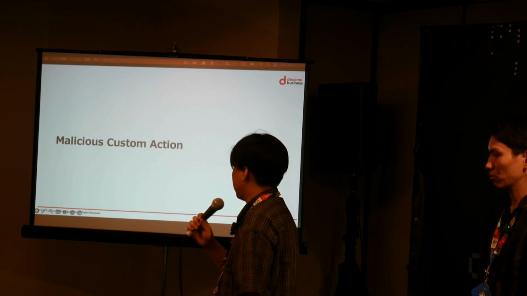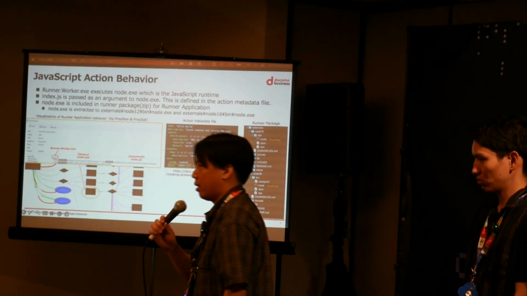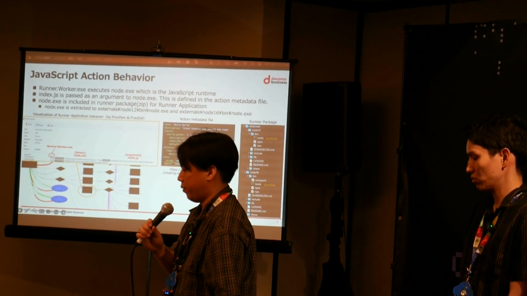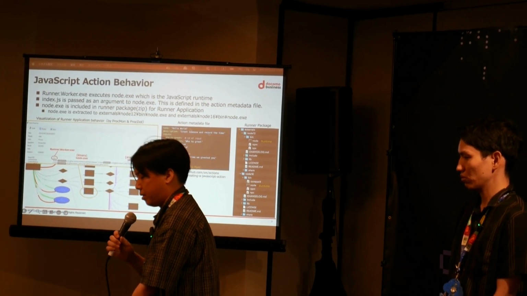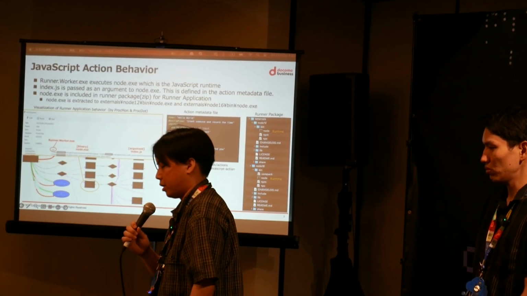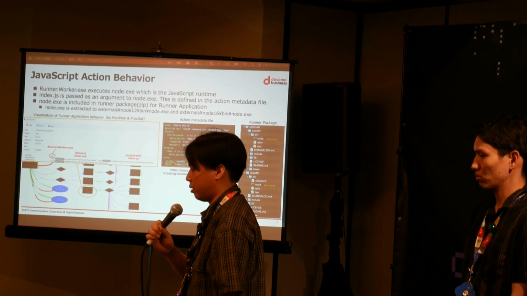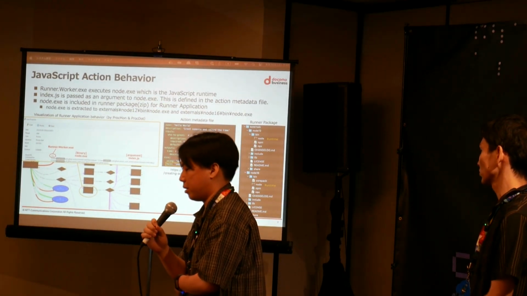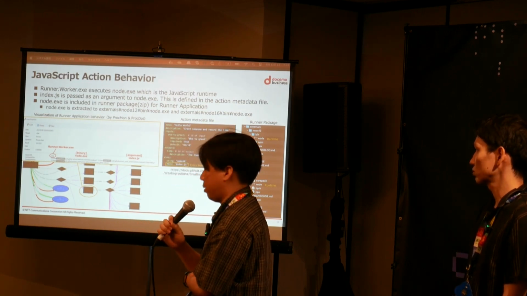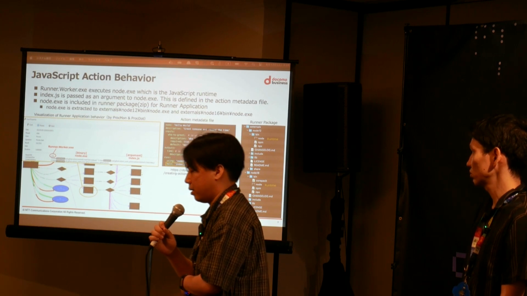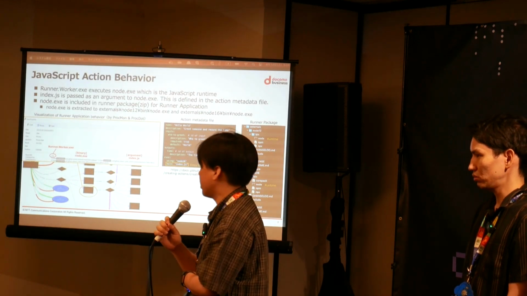So much for the basics, and now we dive into the main contents. At the beginning of the research, we analyzed the behavior of JavaScript action. The figure is a visualized process behavior. As you can see, runner.worker.exe executes node.exe and gives index.js as an argument. This index.js is defined as the entry point in the action metadata file. And the script engine node.exe is included in the runner application package.